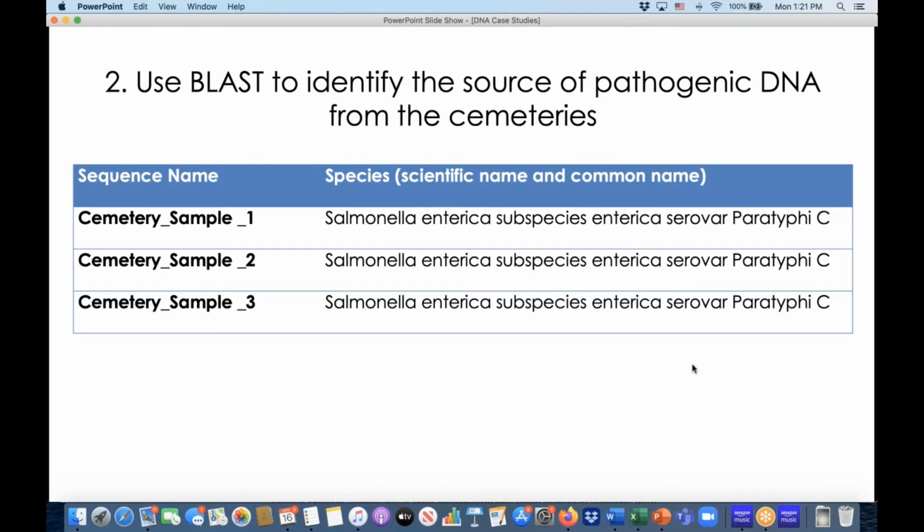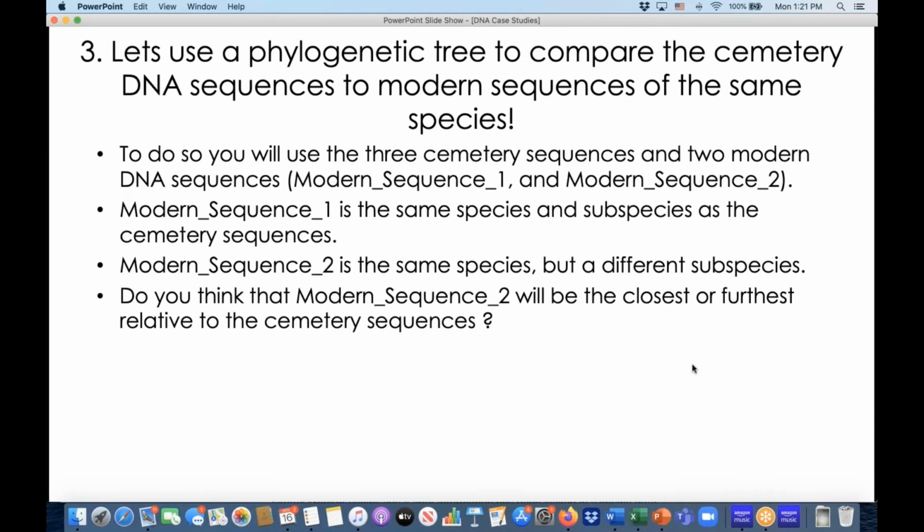For more advanced students like high school or even undergrad students, the third part of this is we have them go in and actually generate a phylogenetic tree to compare those cemetery sequences to some modern day Salmonella sequences. They're going to use, again, the 3 cemetery sequences that they've already blasted. And then we give them 2 modern, present day DNA sequences. We call those, creatively, modern sequence 1 and modern sequence 2.